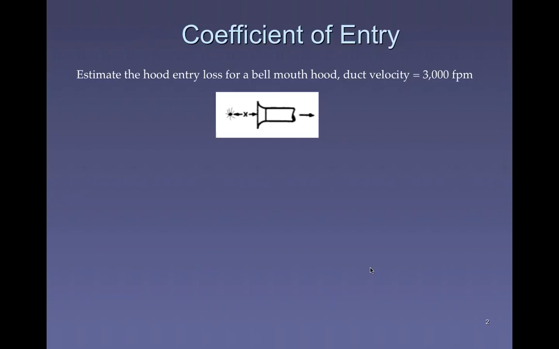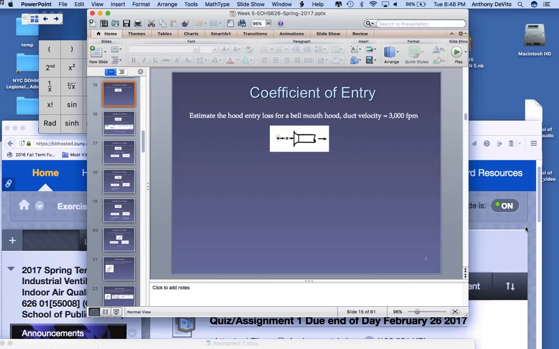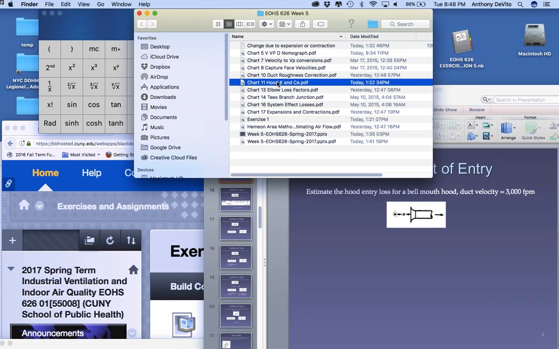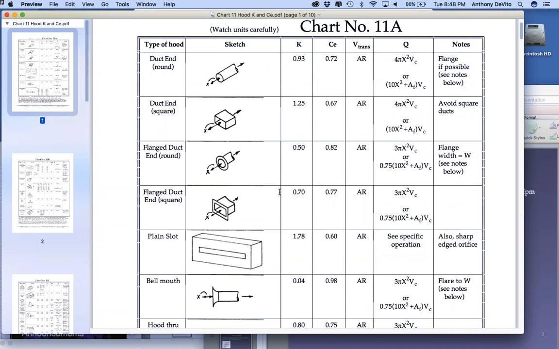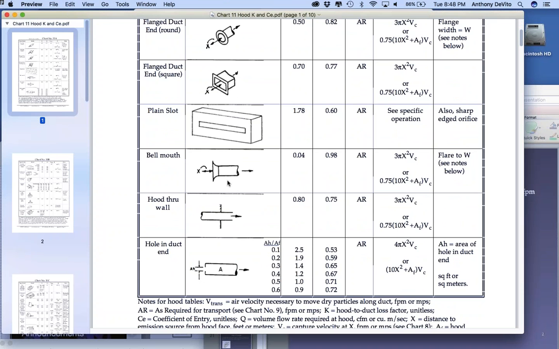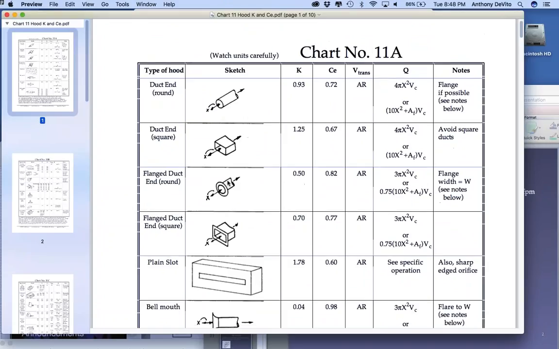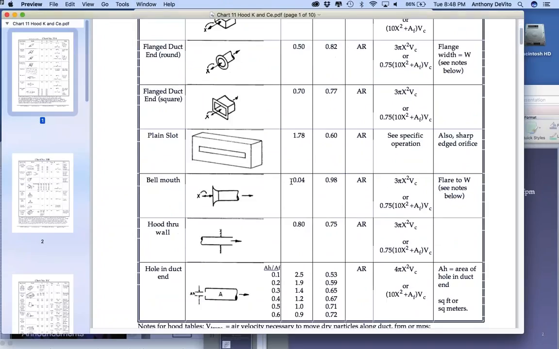Okay, hood entry loss for a bell mouth hood, duct velocity equals 3,000 feet per minute. I didn't give you K. What are you going to do for K? You have to go to your tables, right? A bell mouth hood. What's the K factor for a bell mouth hood? 0.04. Okay, so we get that from our chart.